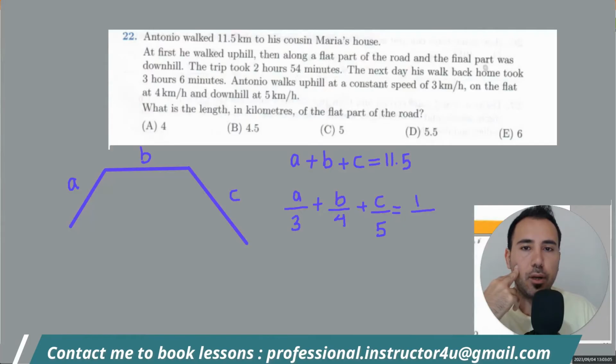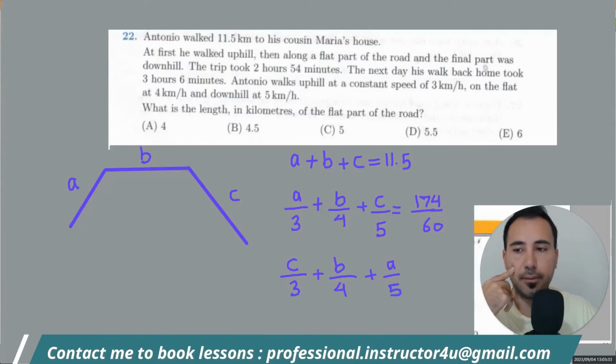That's going to be 174 minutes. Okay, I'm going to write it like this. So on the way back, the C part is going to be uphill with the speed of 3, plus B will be constant as you see. And now the last part, A over 5. So it's going to be 3 hours and 6 minutes, 186 minutes. I'm going to write it like this.